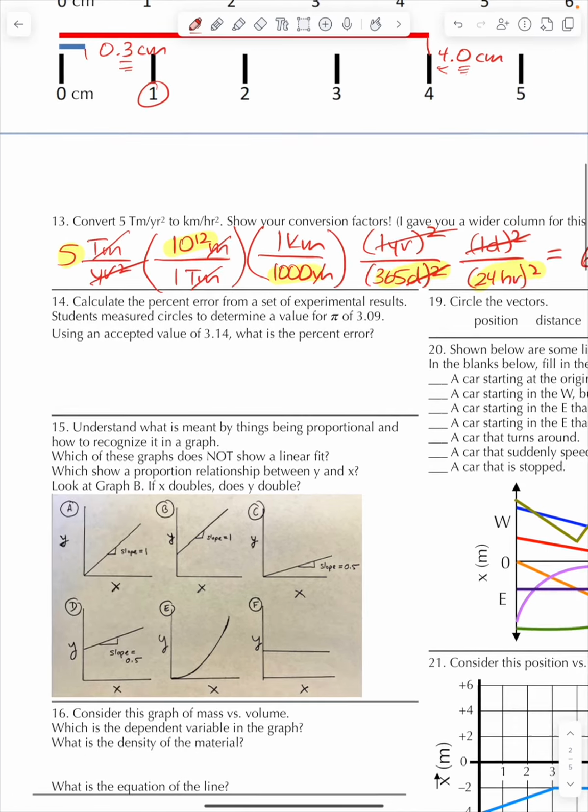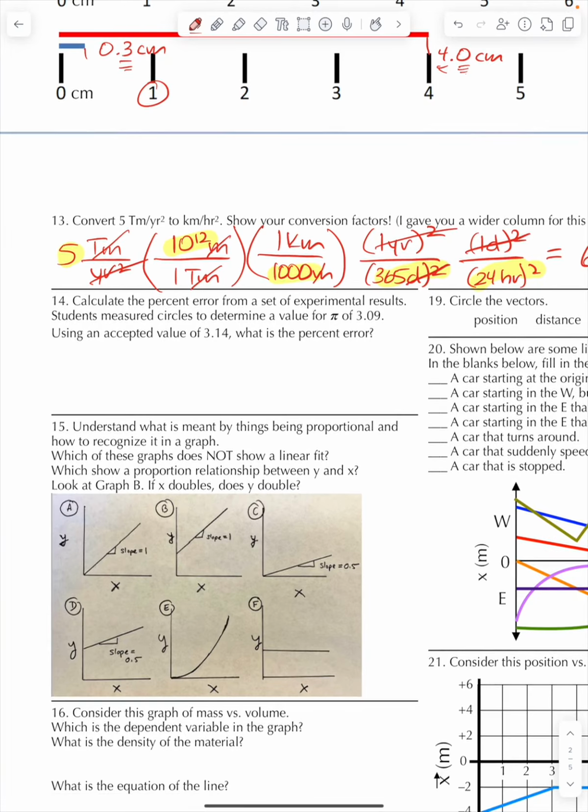Right. I probably won't ask you one like 14, but just to remind you, the percent error is how far you're off absolutely, your absolute error, how much you missed the target by, divided by what you should have got, your accepted value. So I'm going to do it kind of the official way, that the percent error is the value you get, 3.09, minus the accepted value, 3.14.